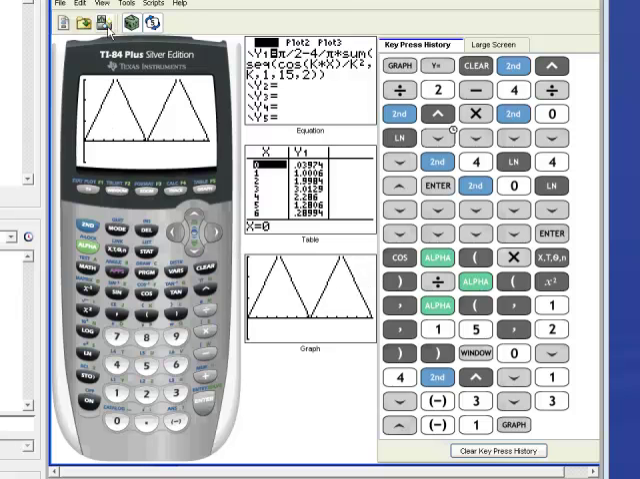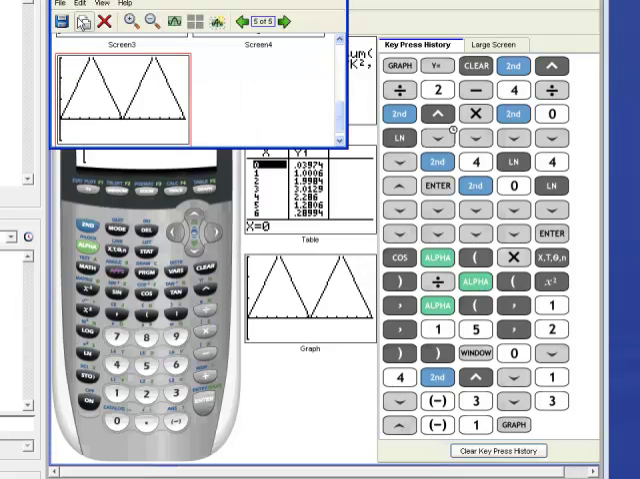Let's see if I can actually go over to where it started acting kind of funny earlier. And it works kind of funny for me right now, so I'm just going to stop right here.